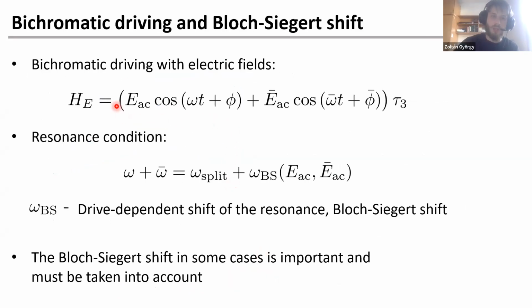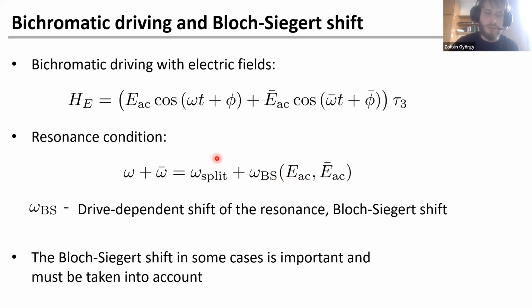So about the bichromatic driving, this is the term of the Hamiltonian that describes the bichromatic driving of the flopping mode spin qubit. Here are the omega and omega bar frequencies. We can also have some initial phases, and this E_AC and E_AC bar are the electric field strengths. This is the precise resonance condition. Resonance condition means that if this condition is met, then we will have a coherent, perfect Rabi oscillation.